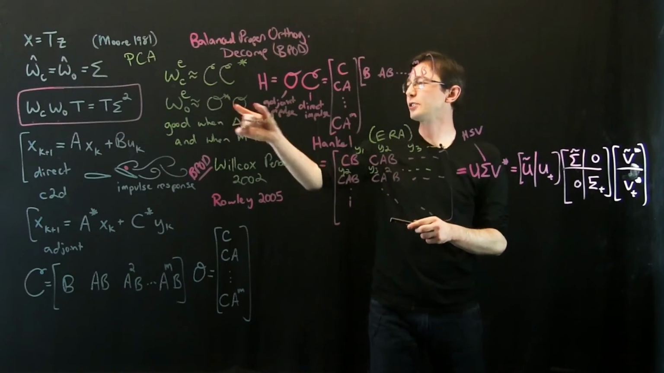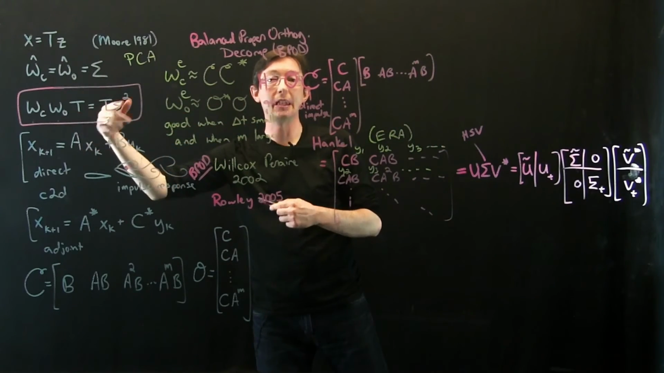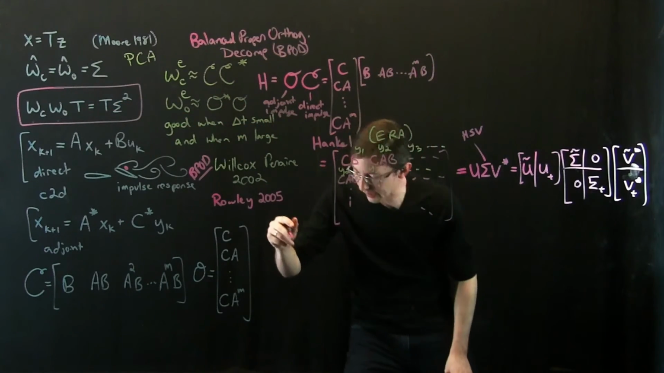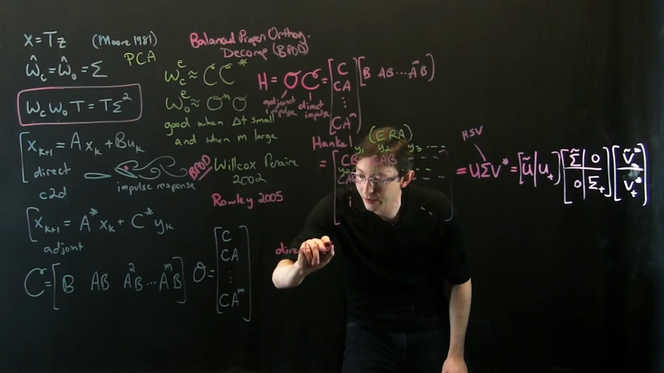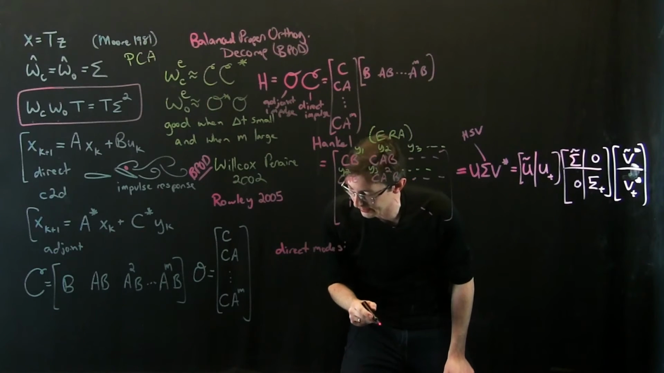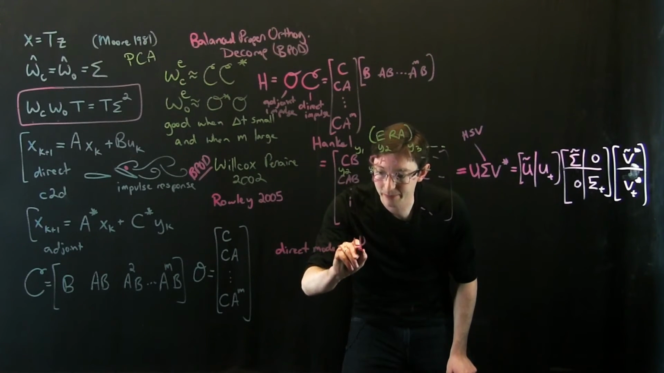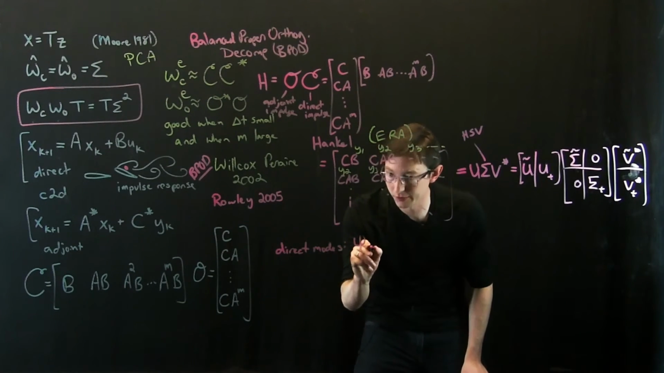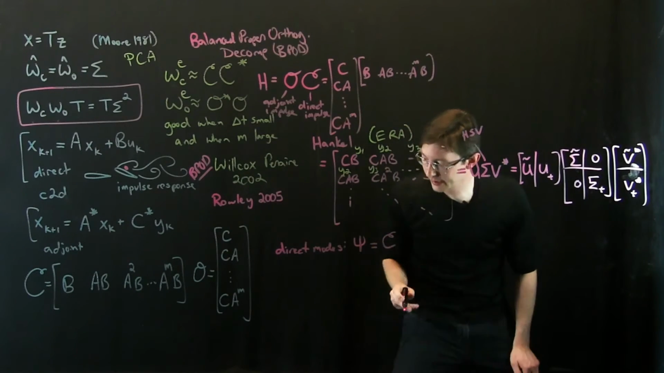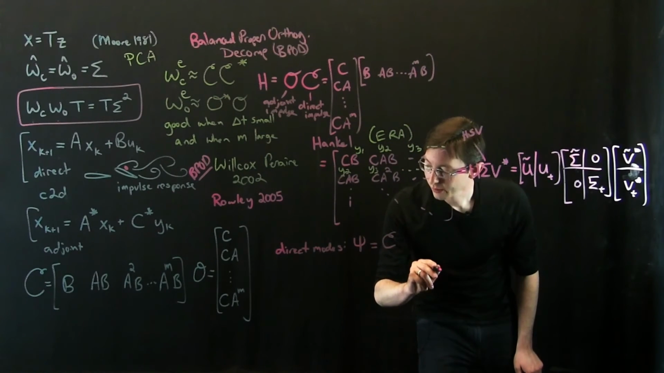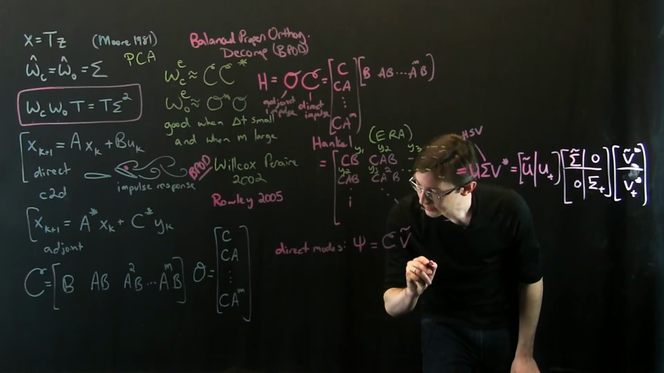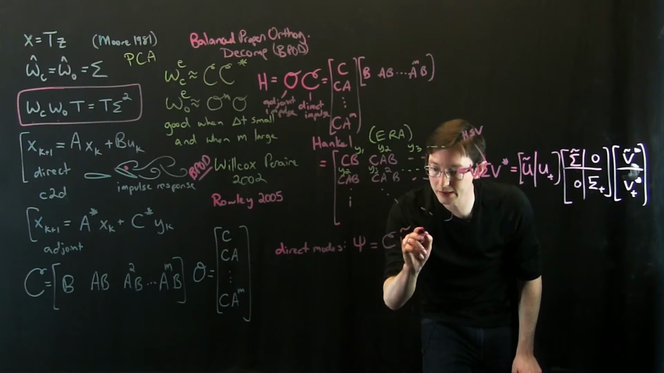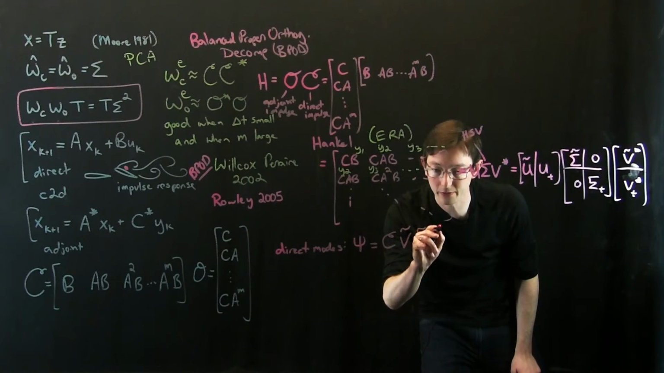Okay, remember, I just wanted the first R columns of T and its inverse. And so that's what I get here. So now what I can get is my direct modes. I think in the past, what I did was I called these psi. So psi equals curly C times V tilde times sigma tilde to the -1/2.